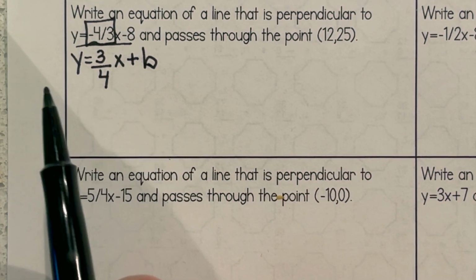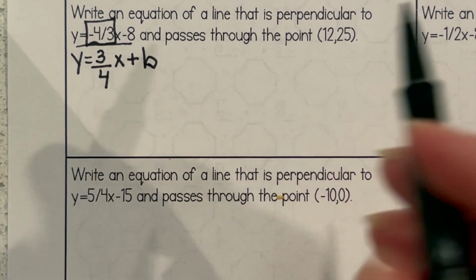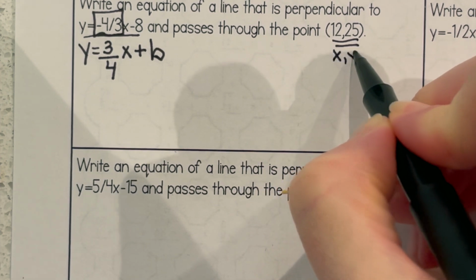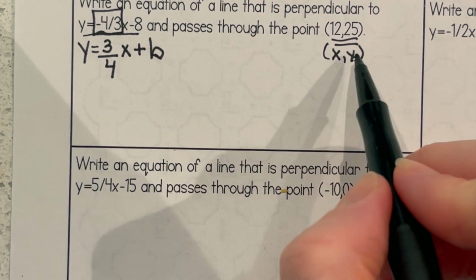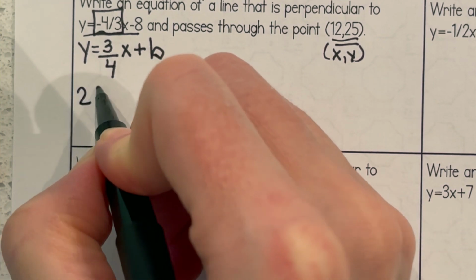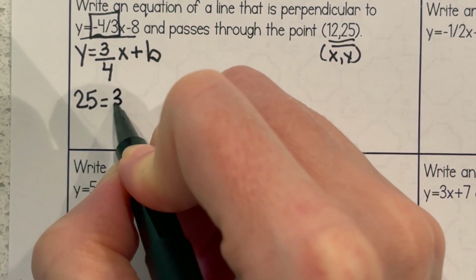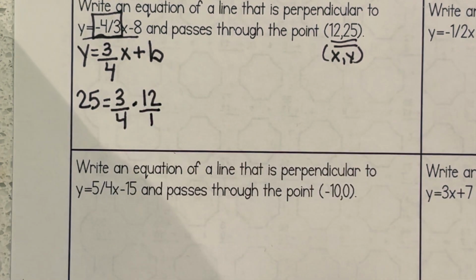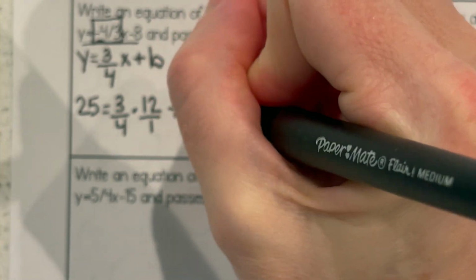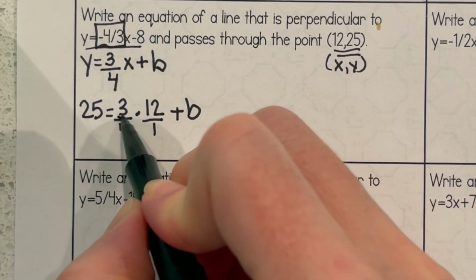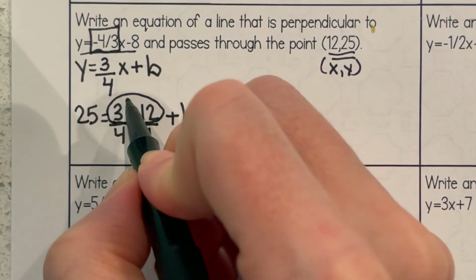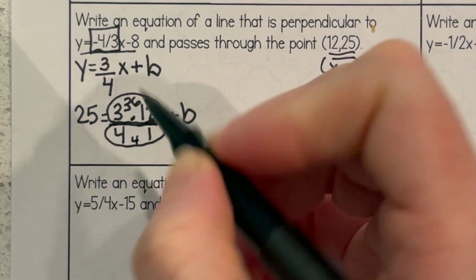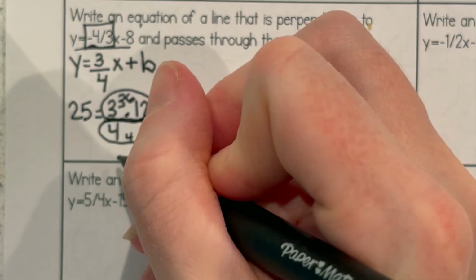So now I'm going to replace x and y with the numbers here. We have x first, then y. So y is 25. So I'll have 25 equals 3/4 times 12, and then plus b. I'll multiply the tops. 3 times 12 is 36. On the bottom we have 4. So if we do 36 divided by 4, we get 9.